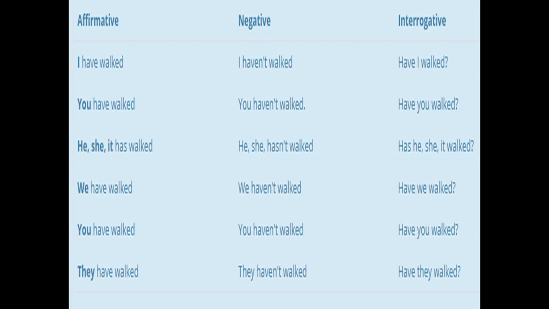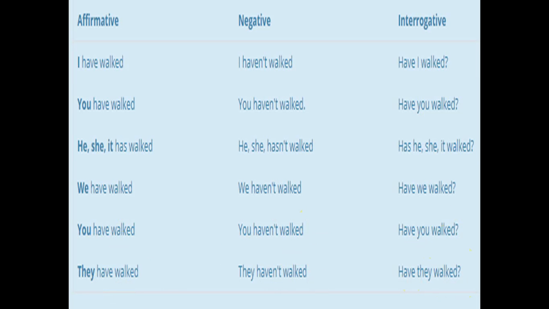Let's read these examples together. I have walked. I haven't walked. Have I walked? So that's positive, negative, and question. You have walked. You haven't walked. Have you walked? He or she or it has walked. He or she hasn't walked. Has he or she or it walked? We have walked. We haven't walked. Have we walked? You have walked. You haven't walked. Have you walked? They have walked. They haven't walked. Have they walked?